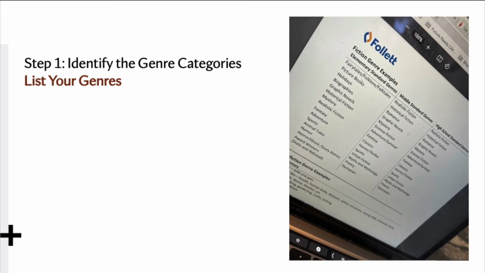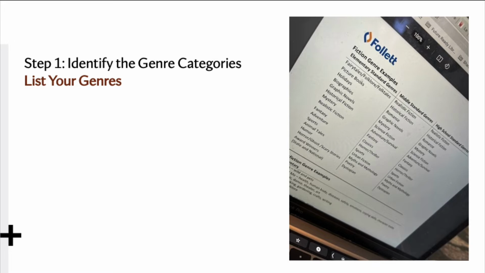This brings us to the final part of this first step, which is where you actually generate your list of fiction genres. So what genres are represented in your collection? You probably can answer that now since the inventory. You also can get lists of genres online, such as the one pictured here from Follett, which lists fiction genres by level, elementary, middle, and high school.